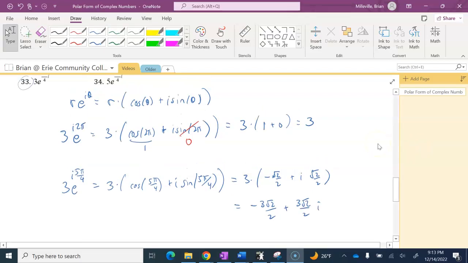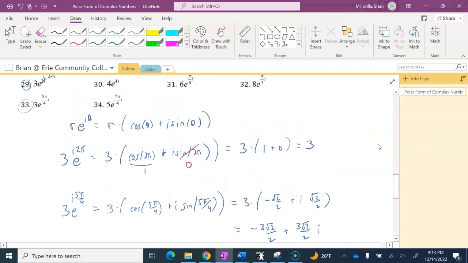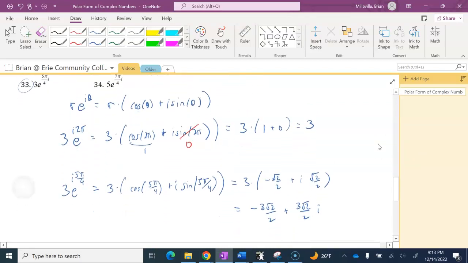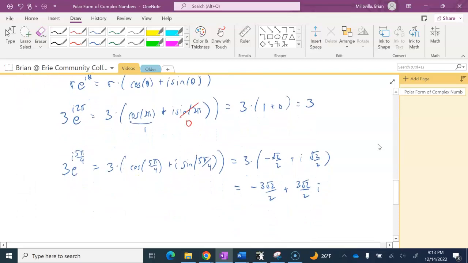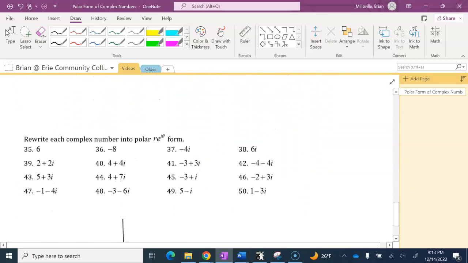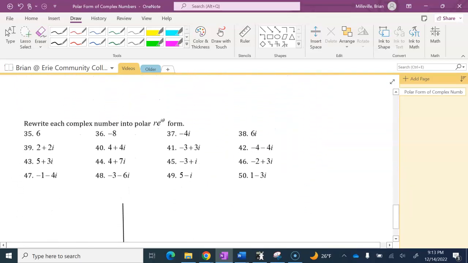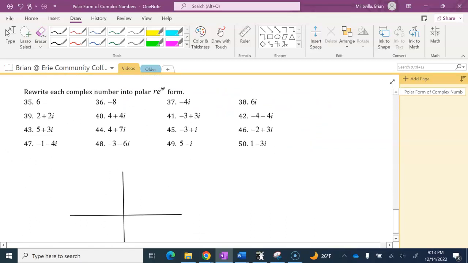All right, let's look at a couple examples going the other way. So we converted some complex numbers in polar form to rectangular form, a plus bi. Now let's go the other way and convert from a plus bi form to r e to the i theta form. Let's start with a couple of simple ones where we've got either a purely real number or a purely imaginary number.